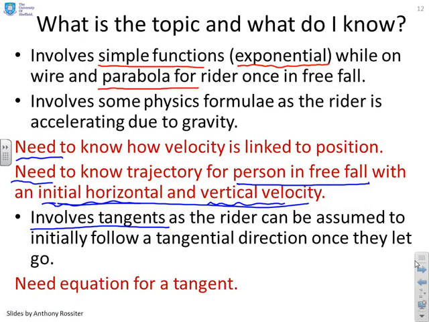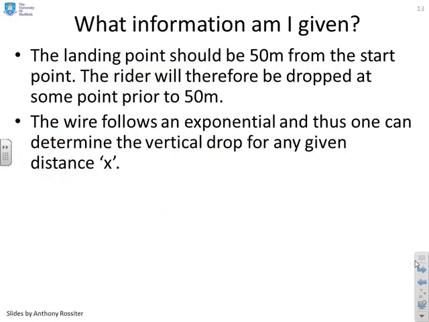So there's lots of things there that we've written down, lots of topics that are involved in this problem, and the first thing I would do is say, okay, what are the equations I know around these topics? Because if I haven't got those equations written down, then I won't know how to use the information I'm provided with. So what information am I given? I'm given the landing point should be 50 meters from the start point, and the rider therefore has to be dropped at some point prior to 50 meters. Hopefully that's obvious. We're given that the wire follows an exponential, and thus we can determine the vertical drop for any given distance x. So that's the information we're given, nothing else.